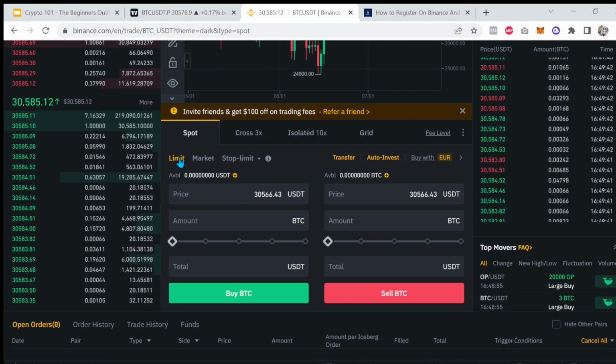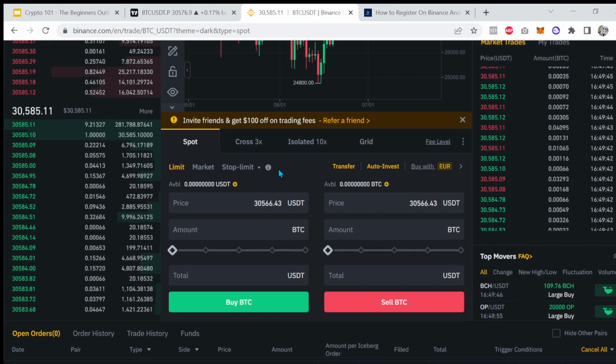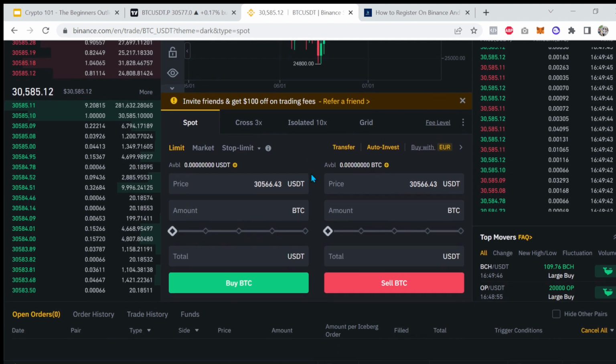But for now, if you are an absolute beginner, you should actually start with spot trading. I personally spot traded for like 9 months. I spot traded a lot.